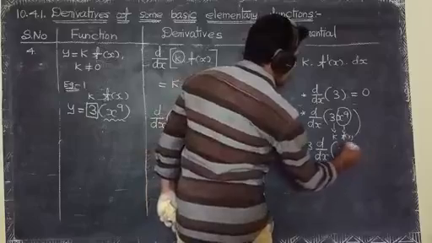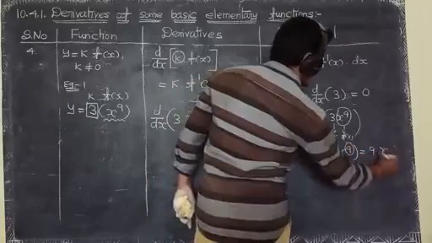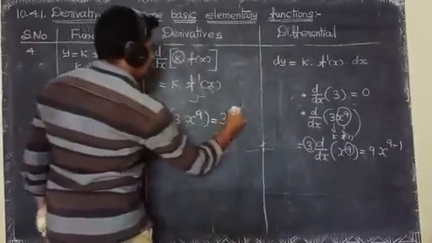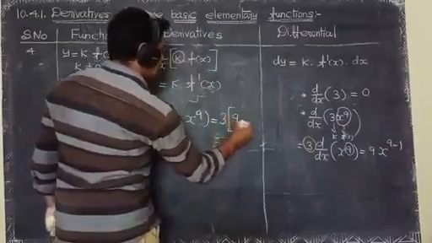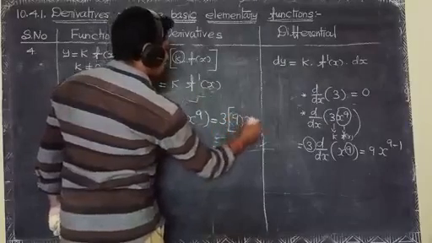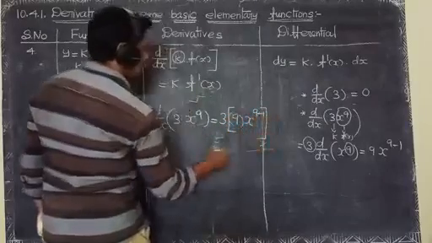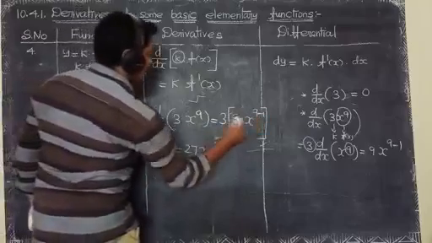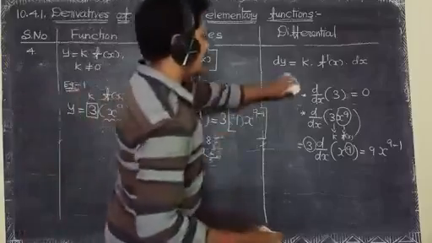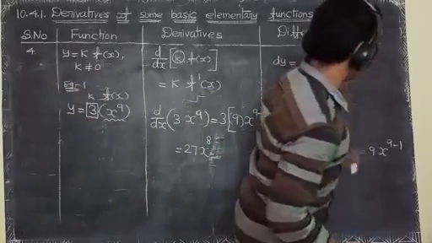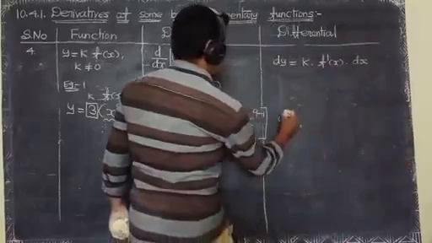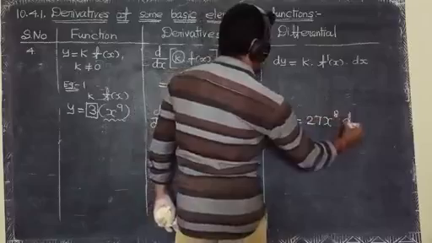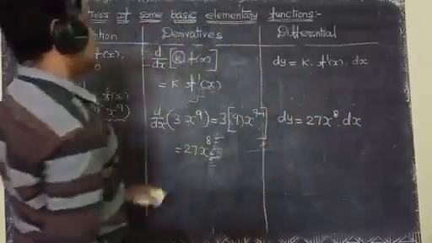Okay, x power n means n into x power n minus 1. Similarly, 3 into 9 into x power 9 minus 1. Here 3 into 9 is 27, into x power 9 minus 1, which is 8. Therefore the differential is dy, which is equal to 27 x power 8 into dx. Okay, this is the differential.